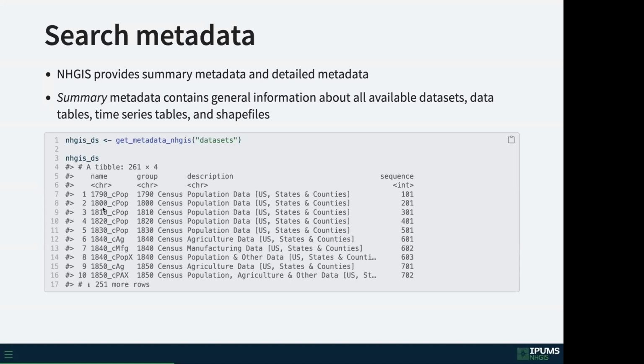So for instance, if you wanted to obtain data from the 1790 census, you would use this 1790_cPop keyword. You wouldn't type out "1790 census" like this. So most or all of the metadata really should have some sort of name information, and the name is always what you're going to want to use when you're creating an extract.